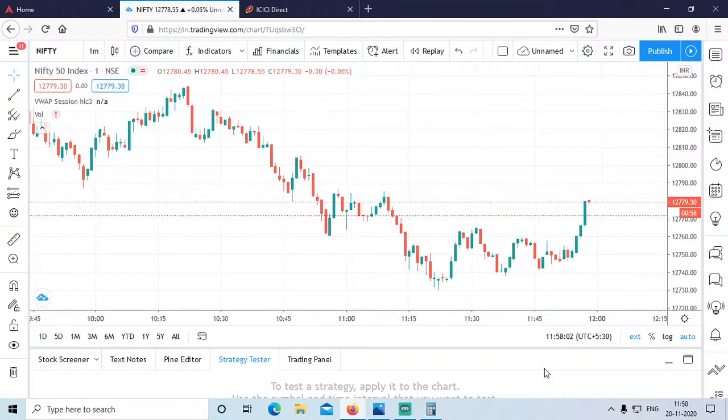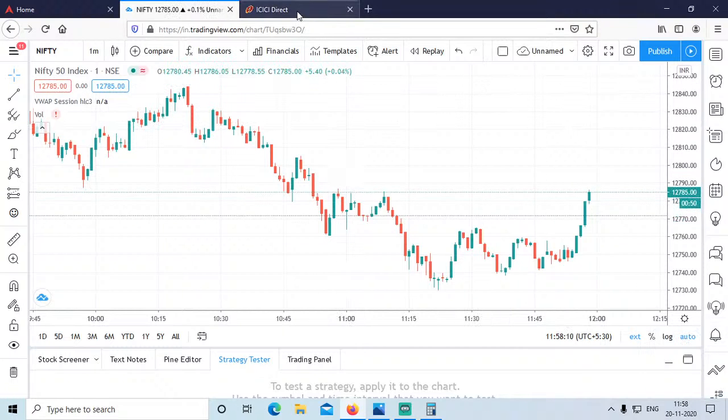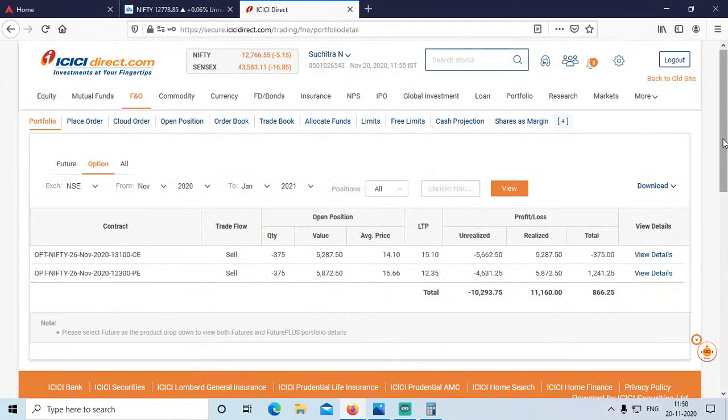While I am talking, the market is going one way, positive. I don't know what is going to happen to our strategy. See, market moved from 12,750 to 780, so almost 30 points it has moved here and there. So we should know, if the market is moving 30 points in one way, what will be your profit or loss.